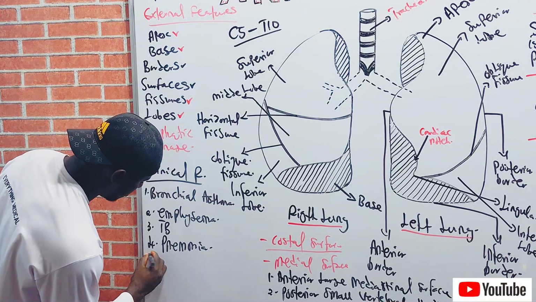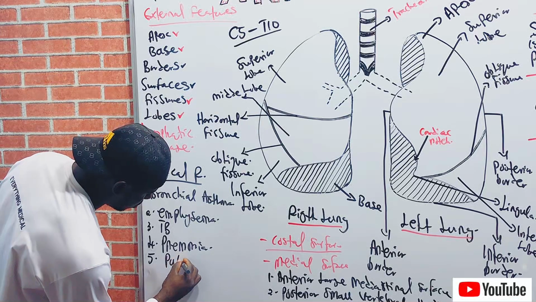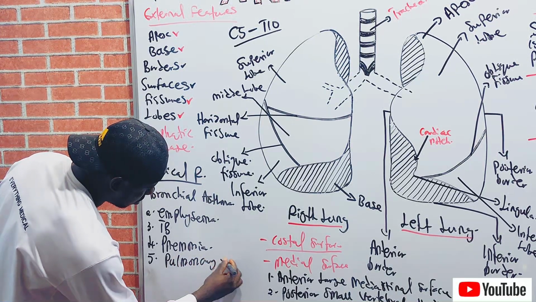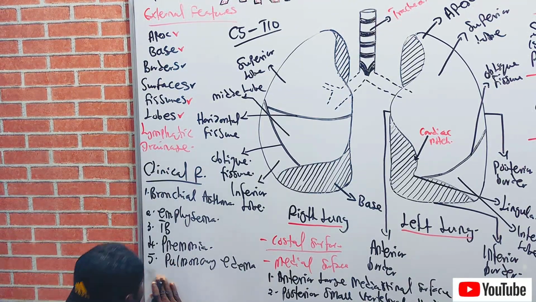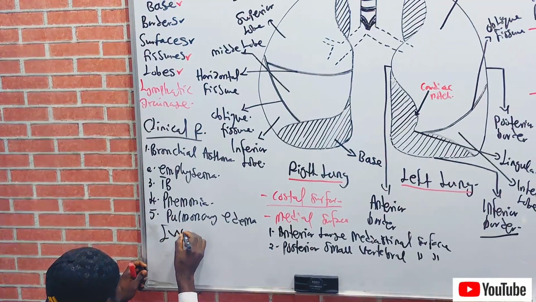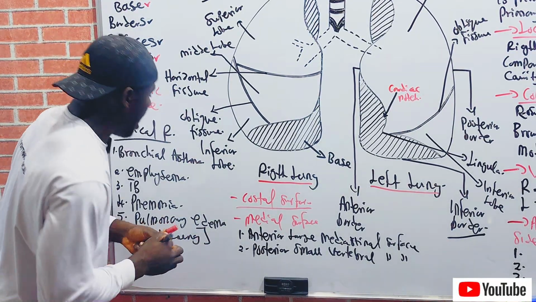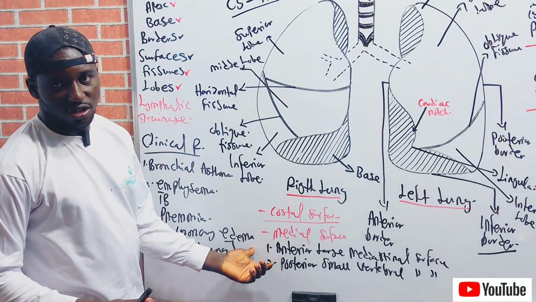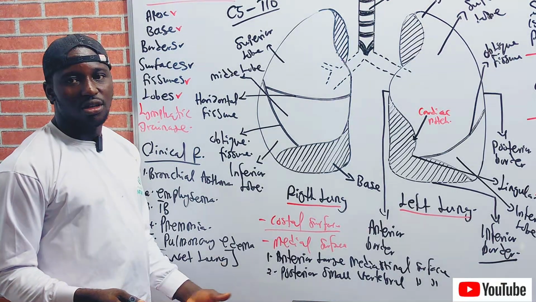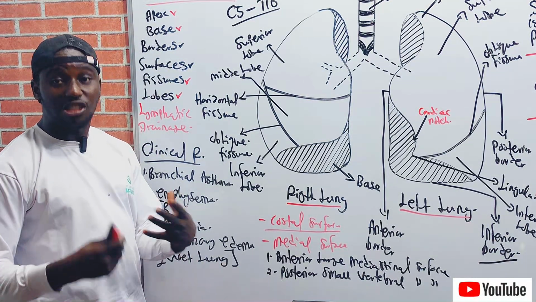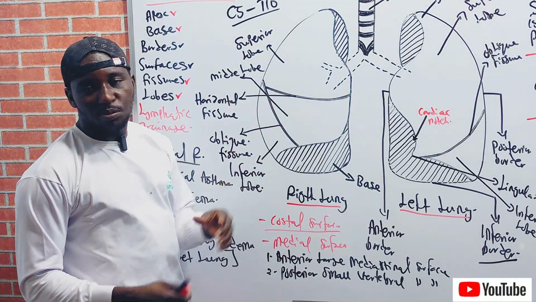Number five, we have pulmonary edema, which is wet lung. Pulmonary edema, which can be called wet lungs. It is an accumulation of fluid in the lungs. That is why it's called wet lung. And there are numerous etiologies that cause it. You get. I believe we have done justice to the anatomy of the lungs.